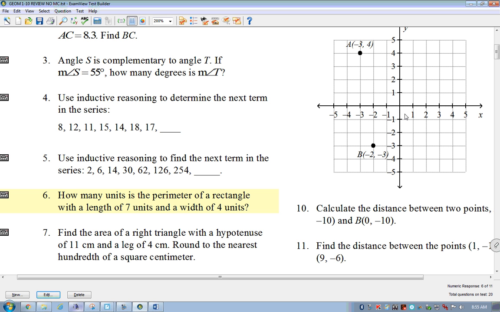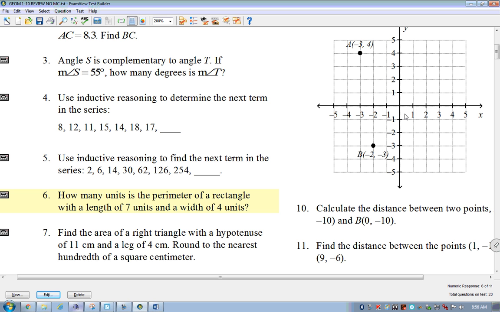All right. Do you still need number 3? Angle S is complementary to angle T. If measure angle S is 55 degrees, what is the measure of angle T? It adds up to... no, that's supplementary. Adds up to 90. You got it? Okay. Should get something like 35 degrees there. Okay. Do you have anything else?